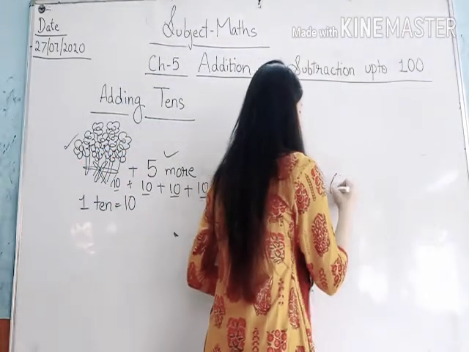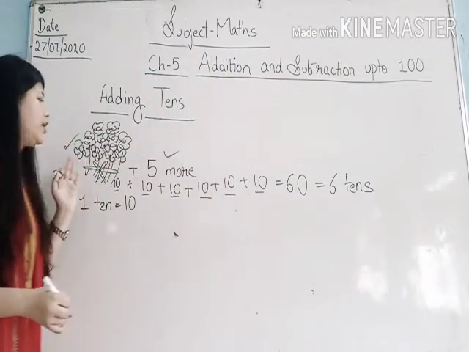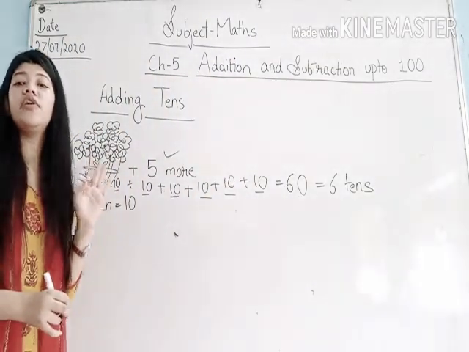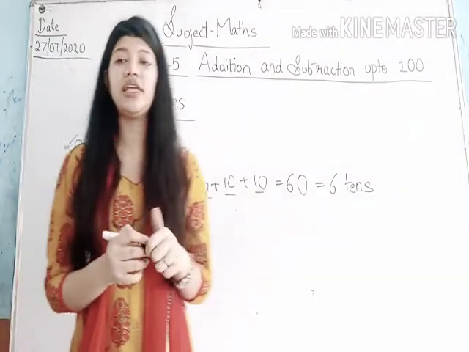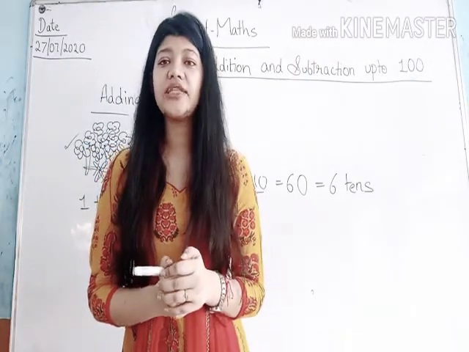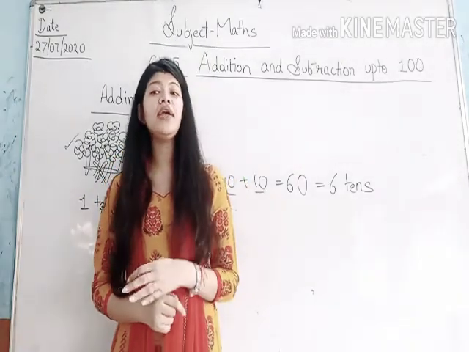So it means there are 6 bunches of flowers, and there are 60 flowers in these 6 bunches. So what we are doing here is adding tens. What are we adding? Tens.